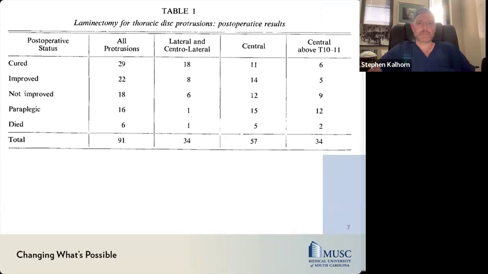This is like the picture you see when you're studying for your written boards as a resident: the laminectomy for thoracic disc protrusions is a big no-no, and everyone knows that. And laminectomy alone doesn't make a whole lot of sense.